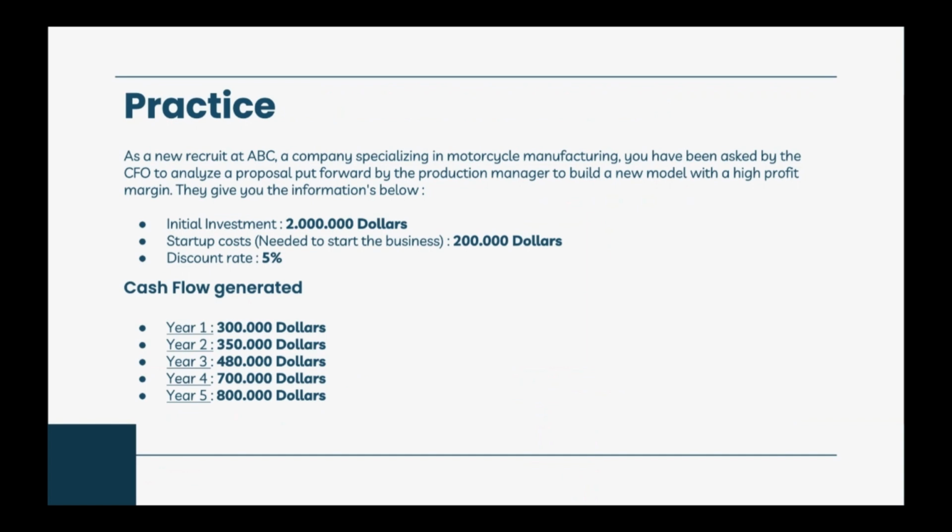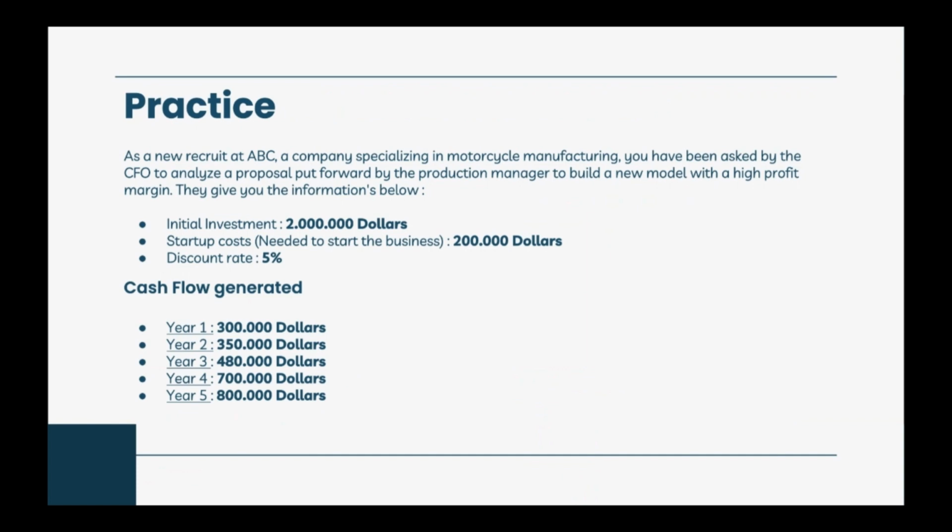As a new recruit at ABC, a company specializing in motorcycle manufacturing, you have been asked by the CFO to analyze a proposal put forward by the production manager to build a new model with a high profit margin. They give you the information below. Investment, $2 million. Startup costs, needed to start the business, $200,000.